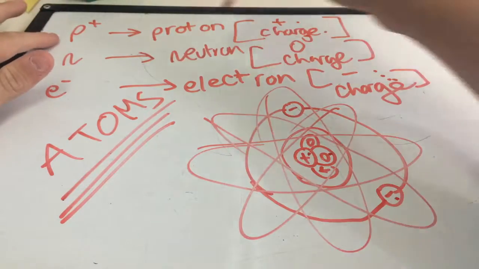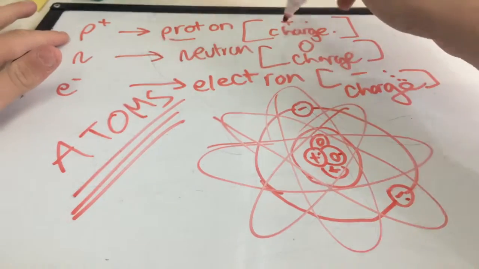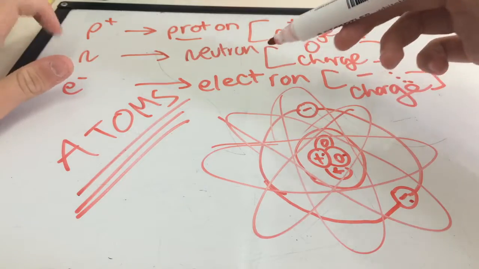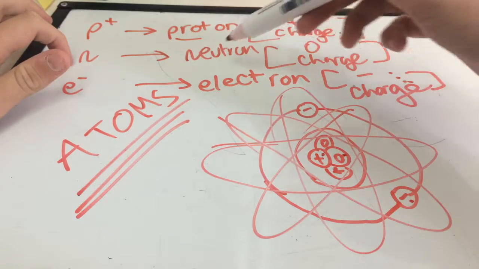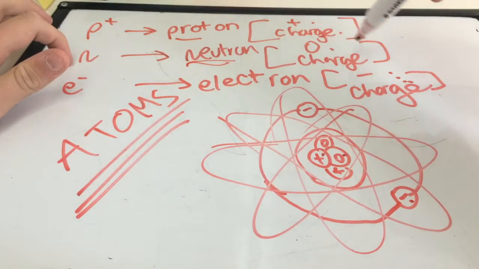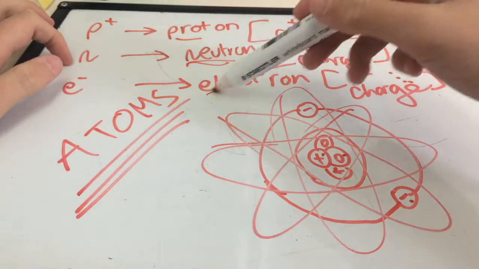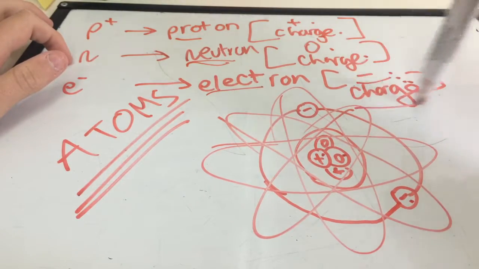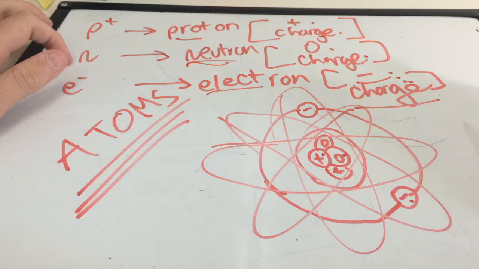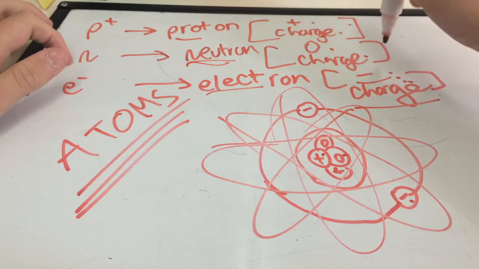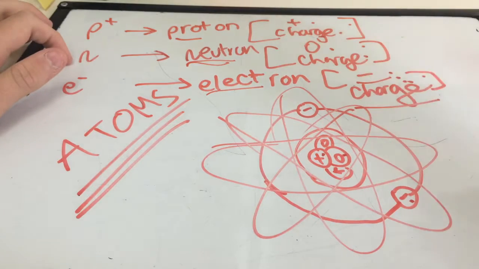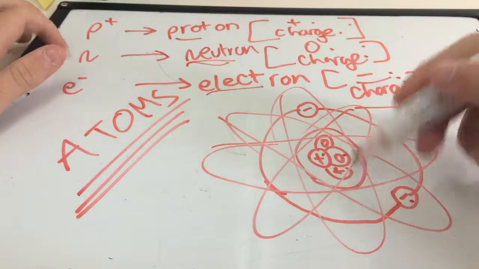So protons, as it says, pro is positively charged. Neutrons have zero or neutral charge, as in neu, which means neutral. Electrons are negatively charged. That's all it is. Protons are positive, neutrons are neutral, and electrons are negatively charged. This is a rough drawing of an atom.